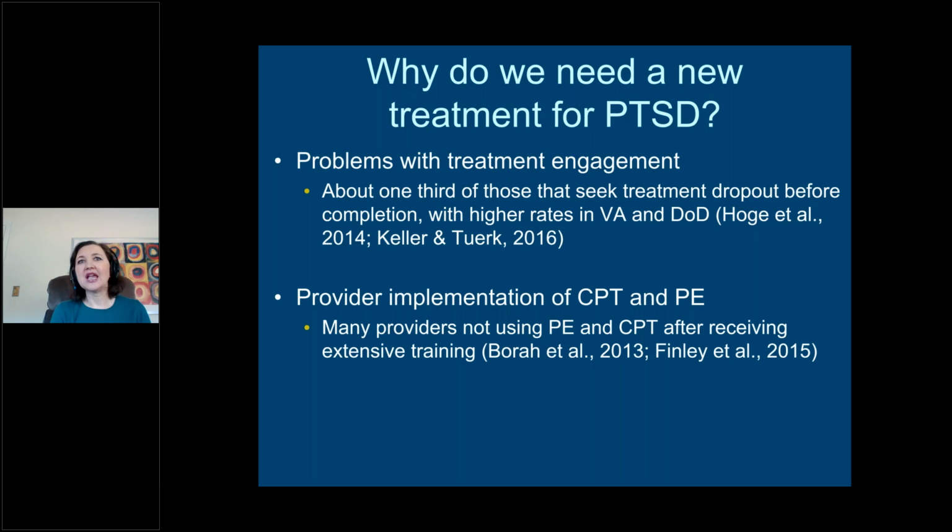So what are they doing instead? They are tending to do supportive care, like basically checking in with people, seeing how they're doing, maybe giving them some general coping skills. But those kinds of treatment approaches are not effective for PTSD. So it's become a real problem.